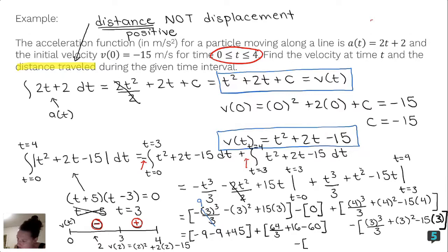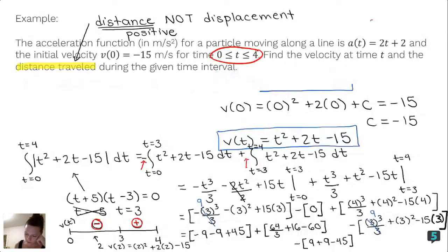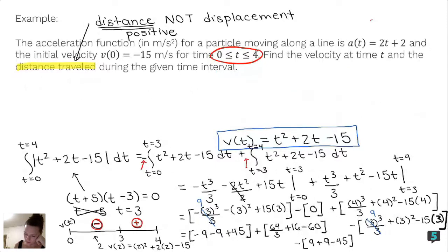minus 27 over 3 is going to give me a 9 again. Plus 9 minus 45. I'm running out of room and trying to squeeze things in there down at the bottom. Let me make us some room up top here. I'm going to jump up to the top here.